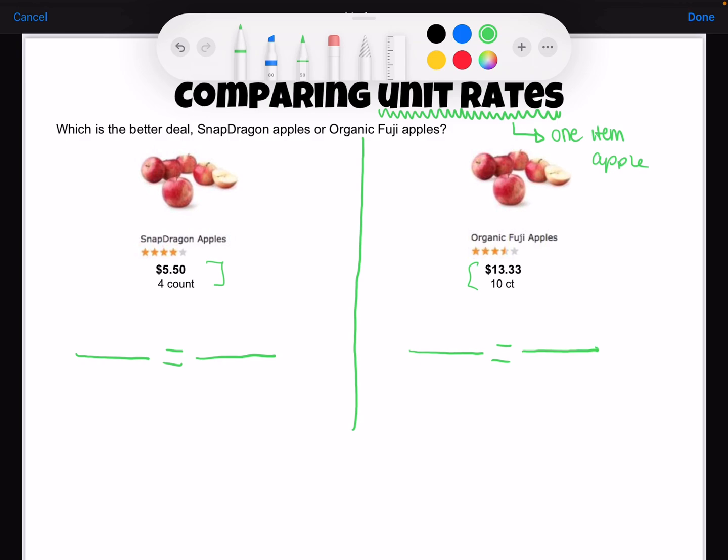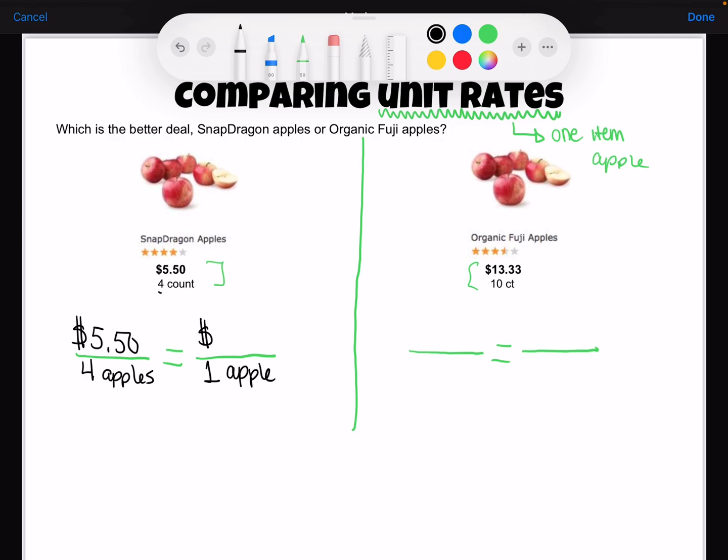We know we're trying to get down to 1 apple in each of these because we're looking at the unit rate, the price per 1 apple. So on our left side, we can actually fill out the information that we're given. We know on the right side, we're trying to get to the price per 1 apple. So with our Snapdragon apples, we know that it's $5.50. Remember, money's always going on top. And it's $5.50 for 4 apples. And we just said that we're trying to get down to the price, so I can put the money sign on top, but I don't know how much yet. We're trying to find the price for 1 apple.